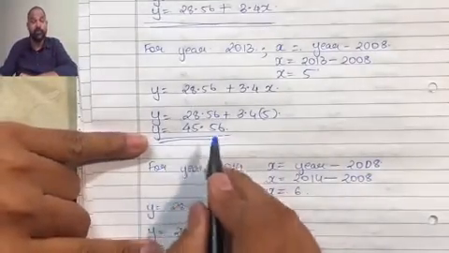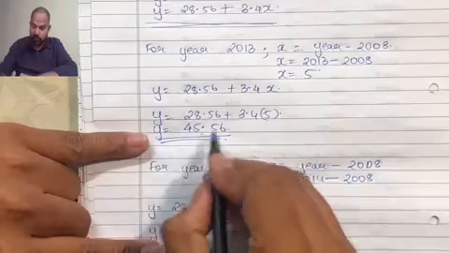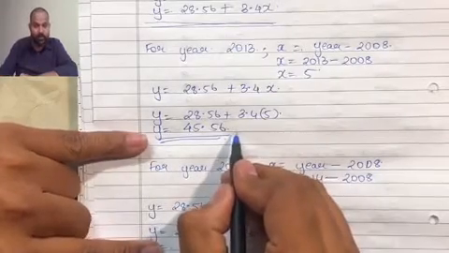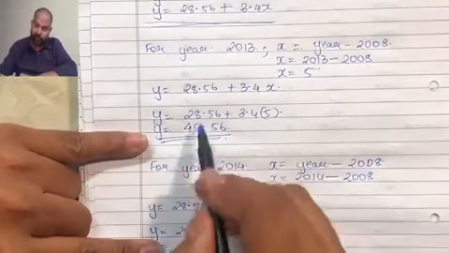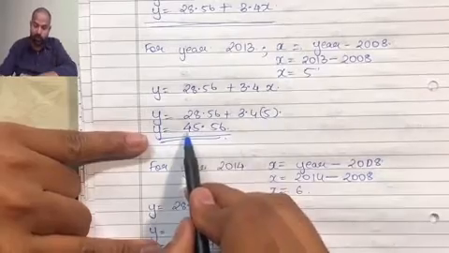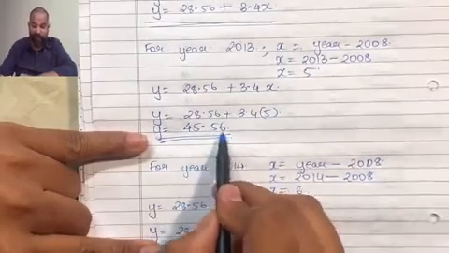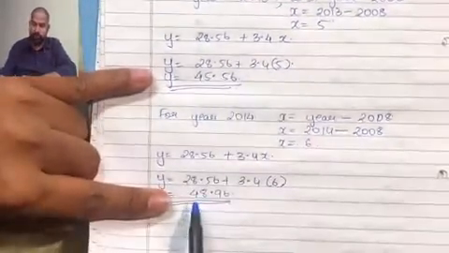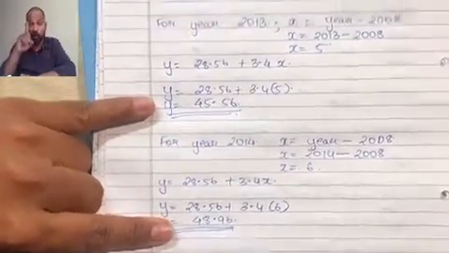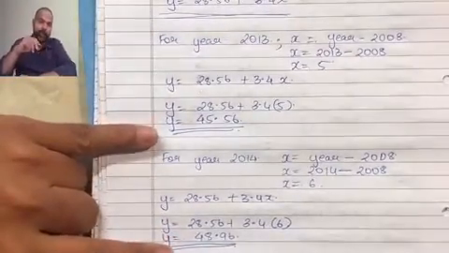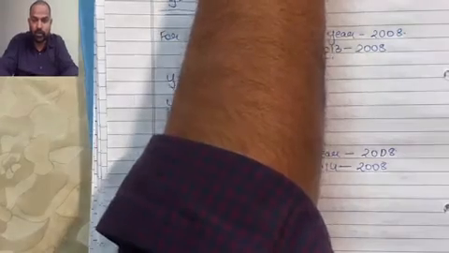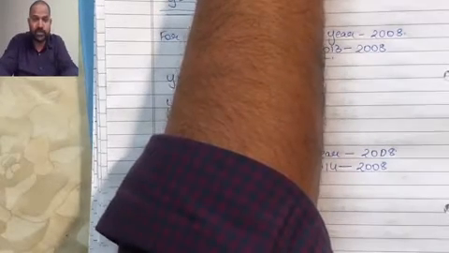It is 45.56 thousands. So you can multiply this by thousands and then give them the demand. So when you multiply this by 1000, this will become 45560. This will become 48960. Always remember, otherwise you will end up making a mistake.